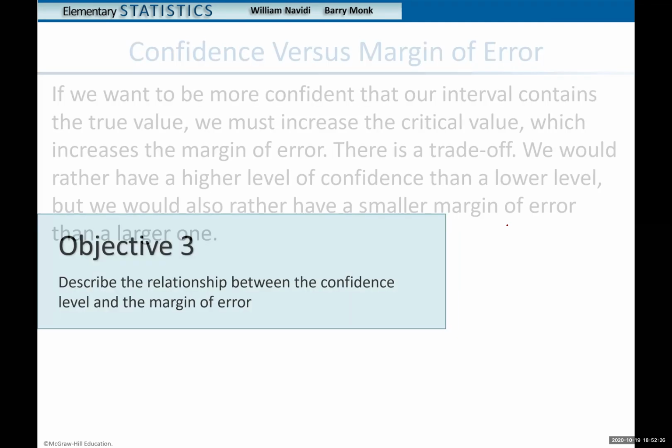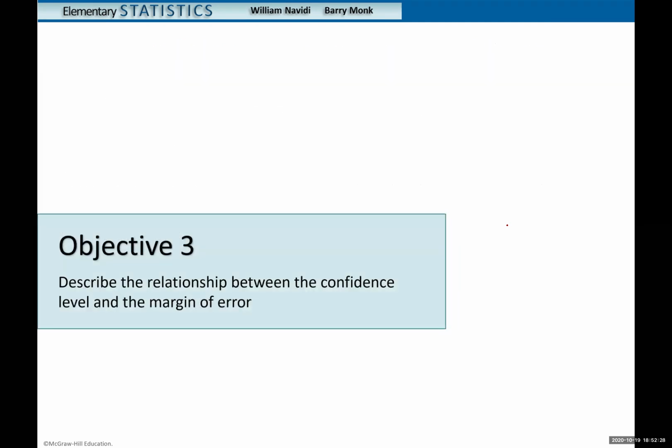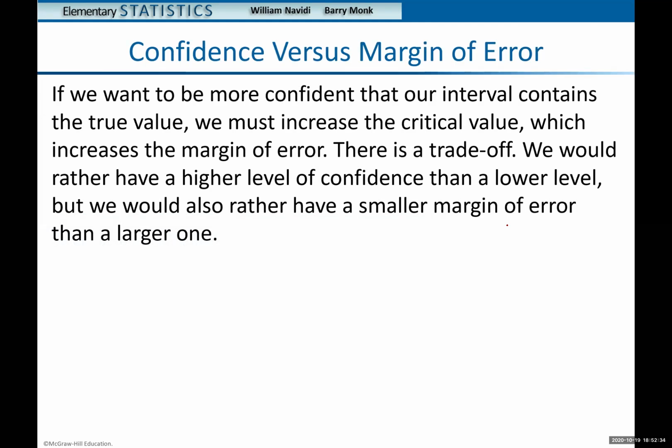Next one. Describe the relationship between the confidence level and the margin of error. So if you want to be more confident that our interval contains the true value, we must increase the critical value, which increases the margin of error. But there is a trade-off. We would rather have a higher level of confidence than a lower level, but we would also rather have a smaller margin of error than a larger one.